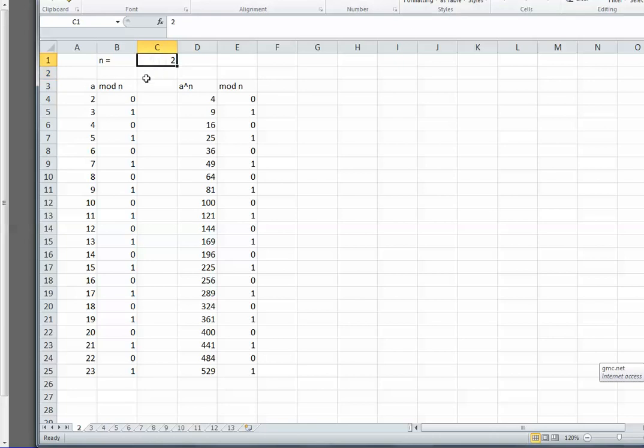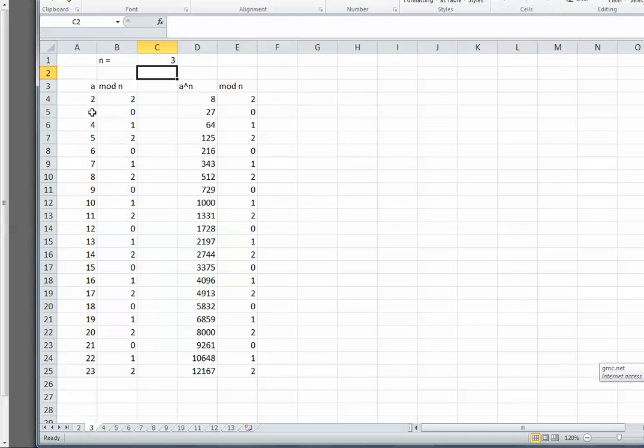Okay, so this one is for n equals 2. And again, the numbers, and I've gone up to 23 this time. Here are the numbers from 2 to 23. Here they are mod 2. Here are those numbers squared, and here they are mod 2. And you see the mod 2 columns are the same. So it worked for 2. We got a perfect match between a and a to the n in the mod n number system.